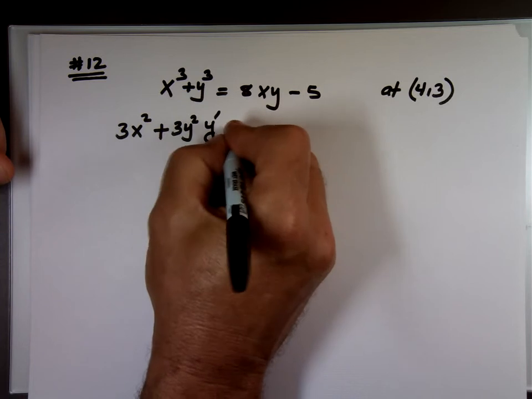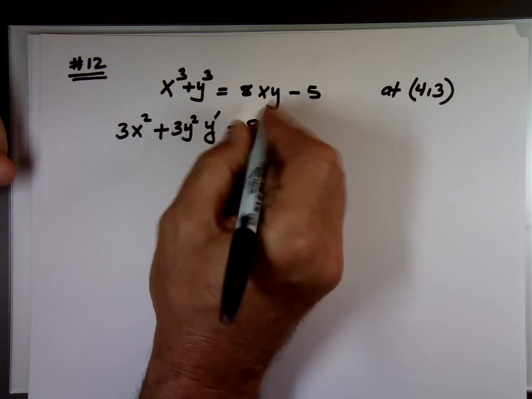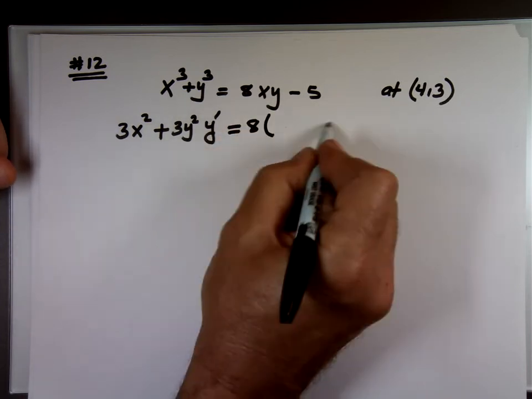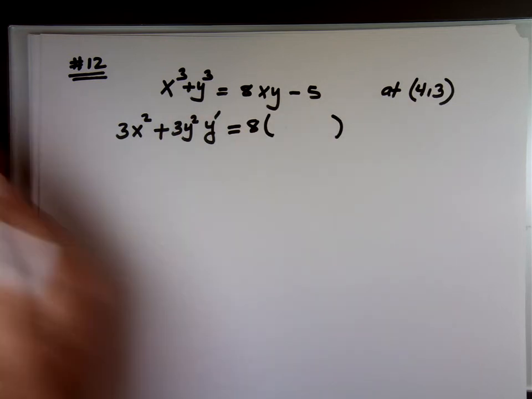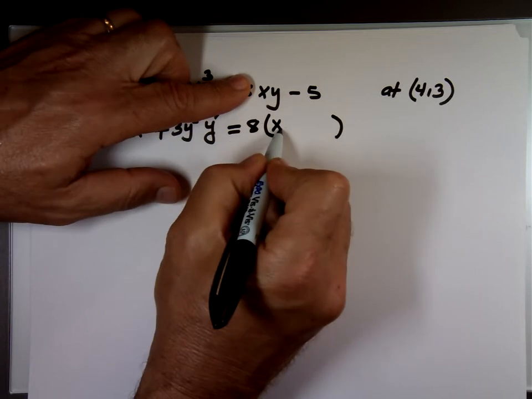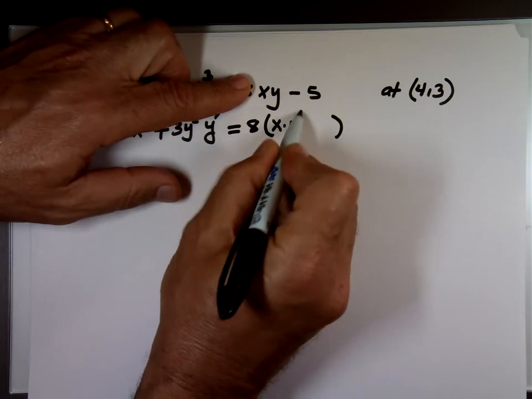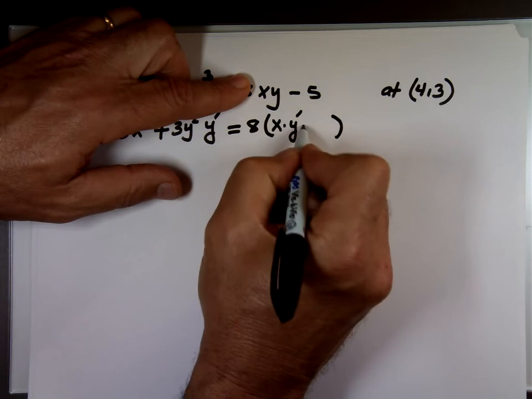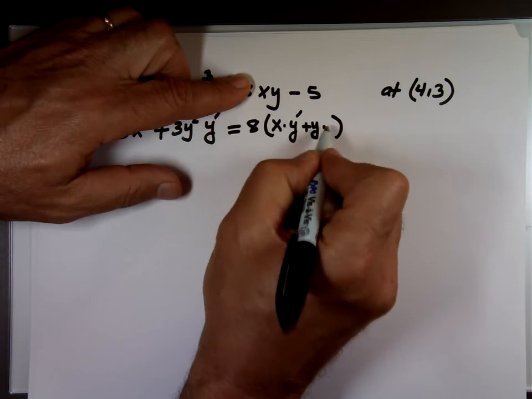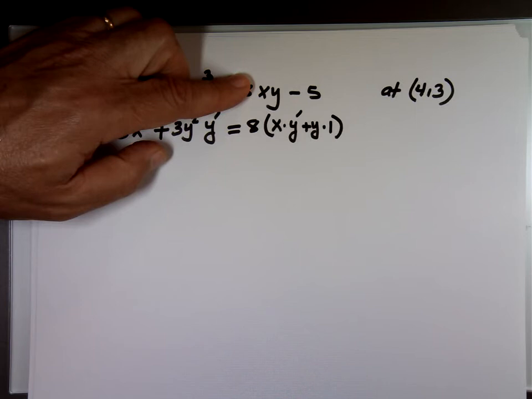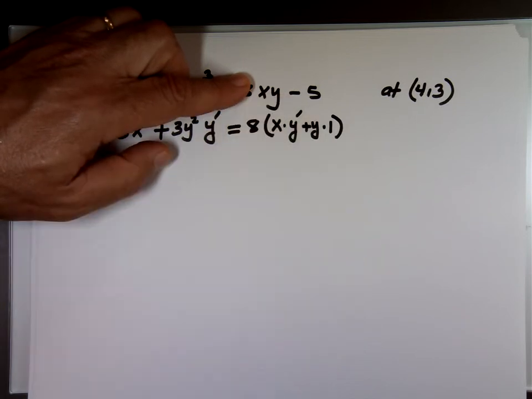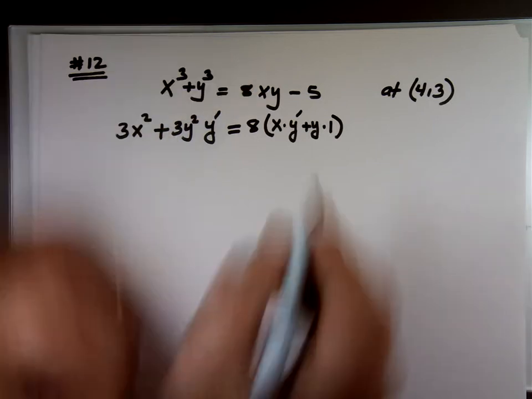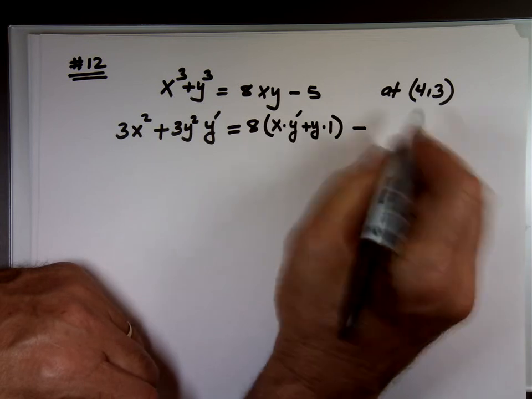Here's the 8. You have x times y. What's the derivative of x times y? We have to use what rule? Product rule. The first, x, times the derivative of the second, plus the second, which is y, times the derivative of the first. Here's the minus sign. What's the derivative of 5? 0.